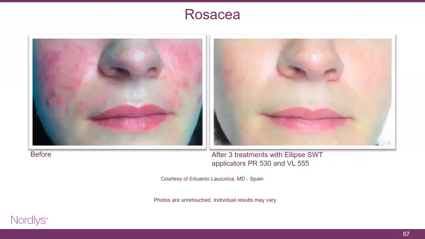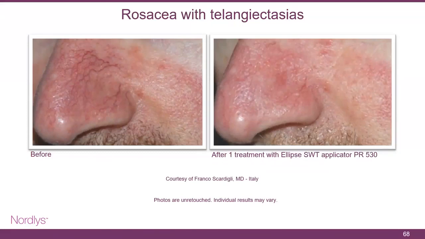Much lighter skin here, but because you can see we have some different thickness within this rosacea, there's a combination of the 530 for the superficial and the 555 for the deeper lesions. Here we have telangiectasia rosacea on the nose with the 530 because they're quite small vessels.